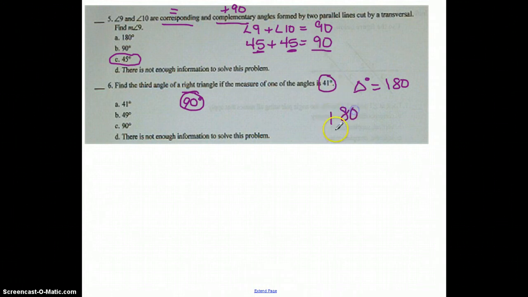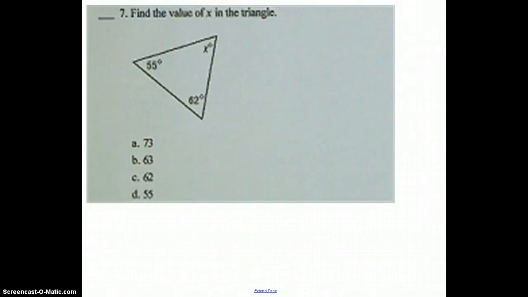So 180 minus 41 minus 90 is going to give me 49. So that means my answer here is going to be 49 degrees. Okay, now look, every one of these so far I've had work, which is the same that it should be for you.